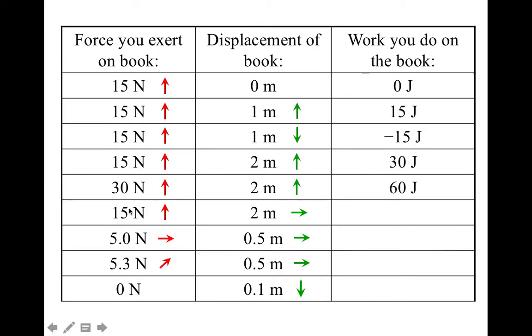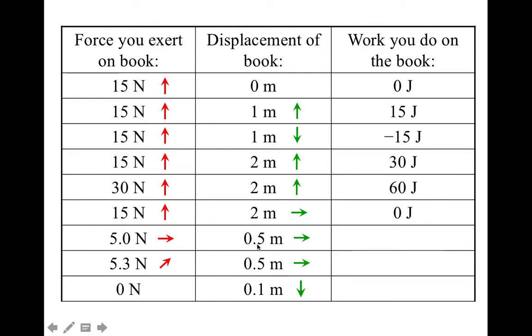But we have a problem here. 15 newtons up, but 2 meters right. Those form a perpendicular, so what do you think the answer to this is going to be? Did you say 0? It is, because there is no collinear component of the force and the displacement. They are completely perpendicular, meaning there's nothing there. So this 2 meters of displacement has absolutely nothing to do with this 15 newton force, and therefore we are doing 0 joules of work.